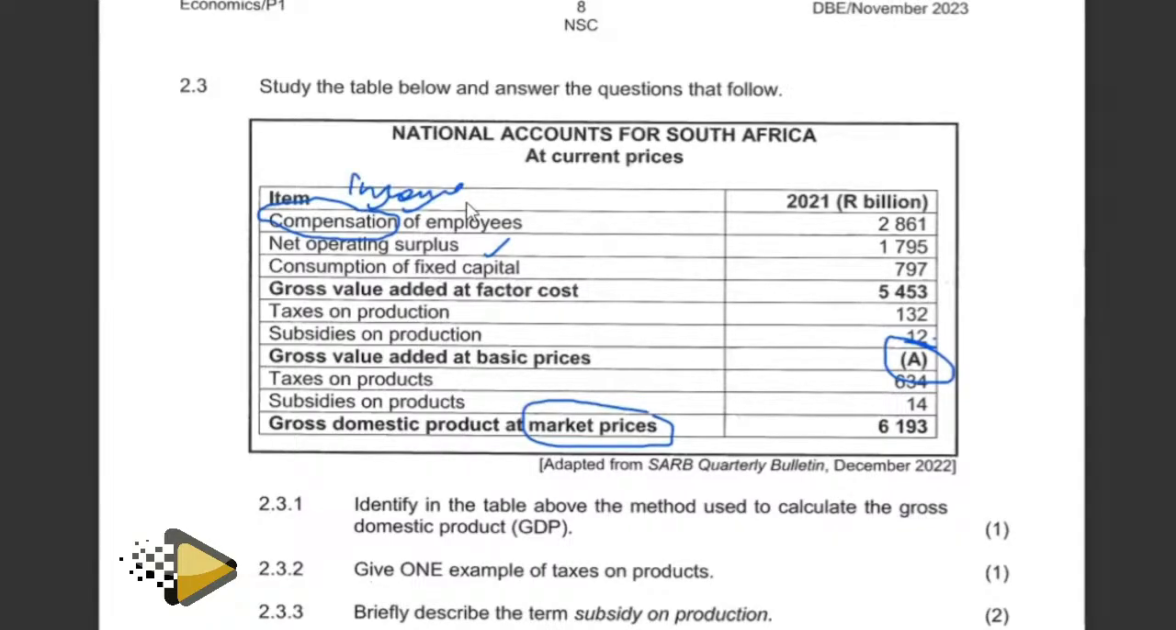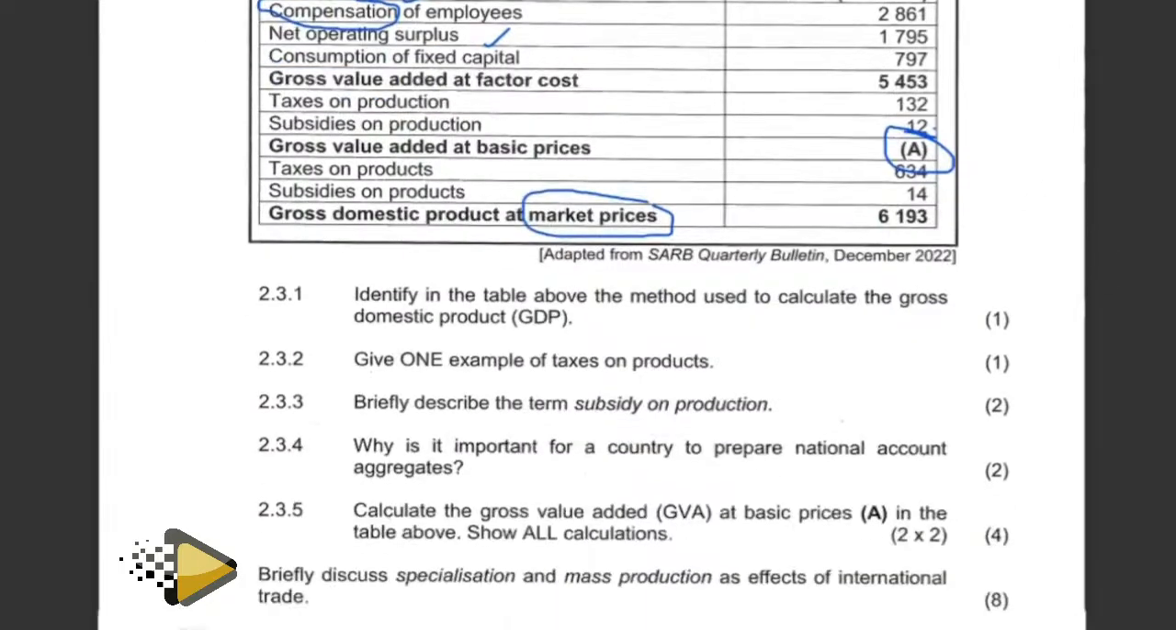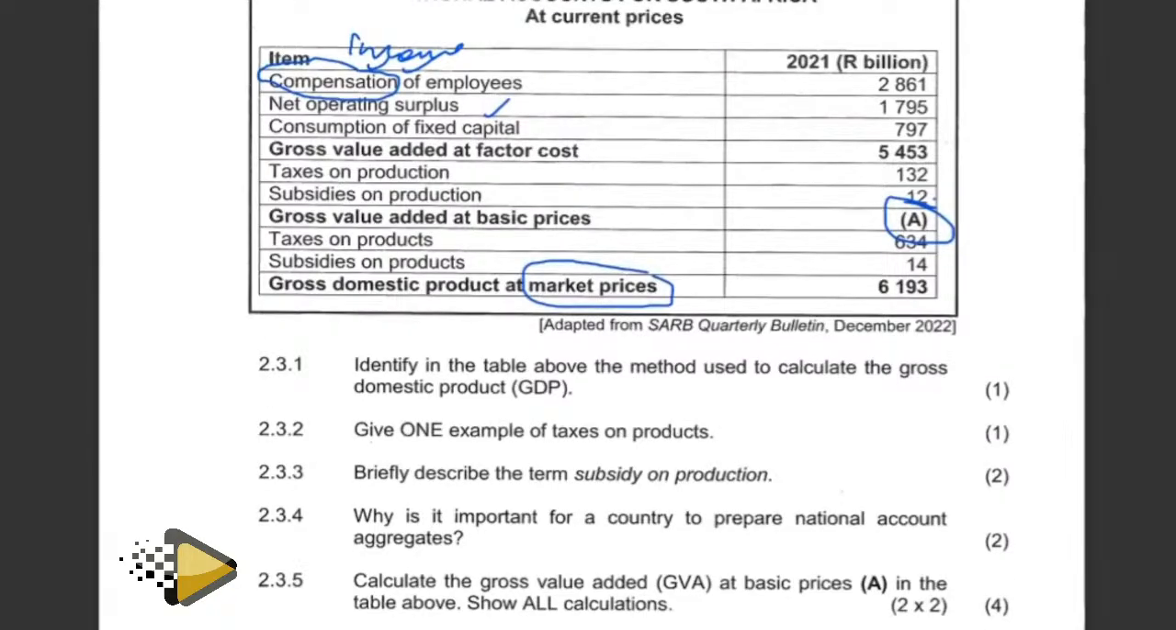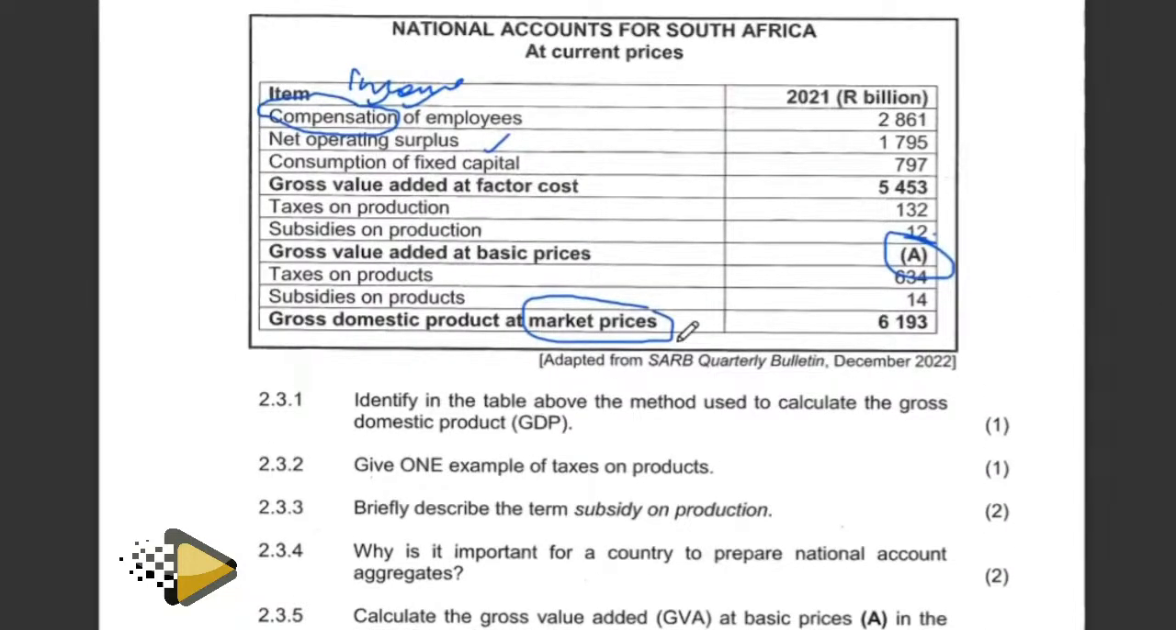So the moment there's earning taking place, this calls us to what we call income. So now let's check the different set of questions given, so as to identify if we can actually have the appropriate answer from the given set of transactions given in a table. Okay, right. So now the first question reads as follows. 2.3.1, identify in the table below the method used to calculate the gross domestic product. So the method that has been used here, as I've explained, is the income method.